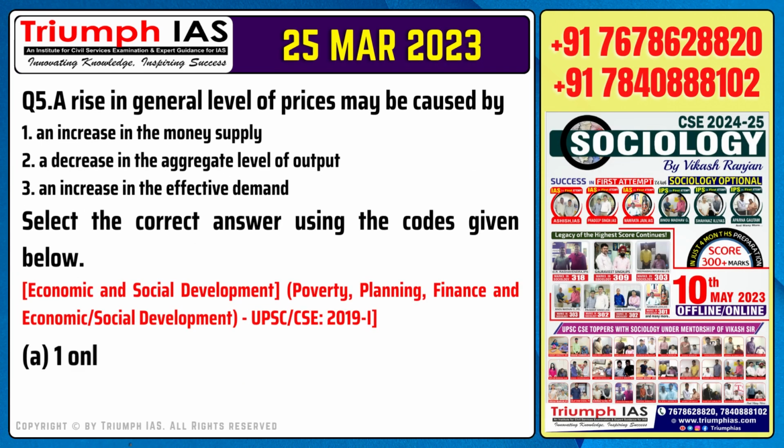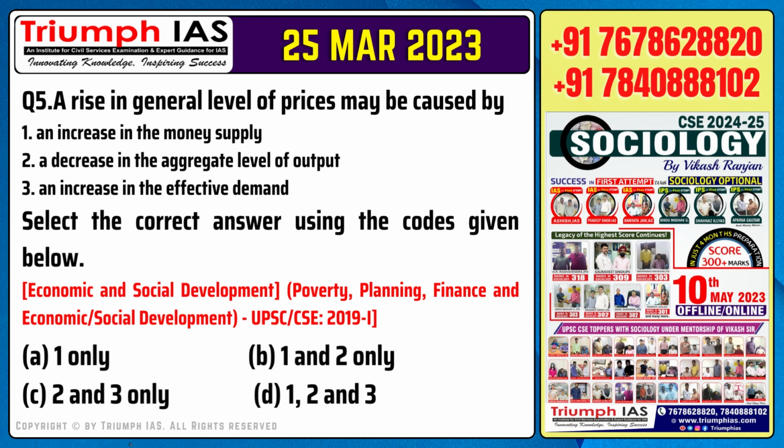Question number 5. A rise in general level of prices may be caused by: 1. An increase in the money supply. 2. A decrease in the aggregate level of output. 3. An increase in the effective demand. Select the correct answer using the codes given below. Option 1. 1 only. Option 2. 1 and 2 only. Option 3. 2 and 3 only. Option 4. 1, 2 and 3.